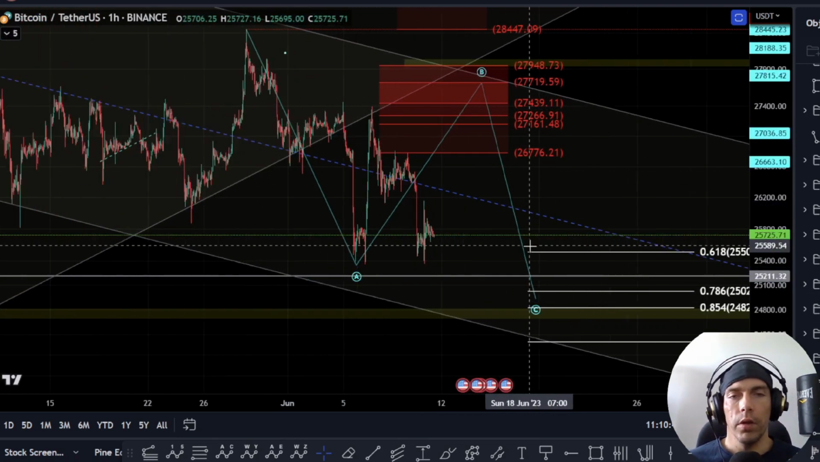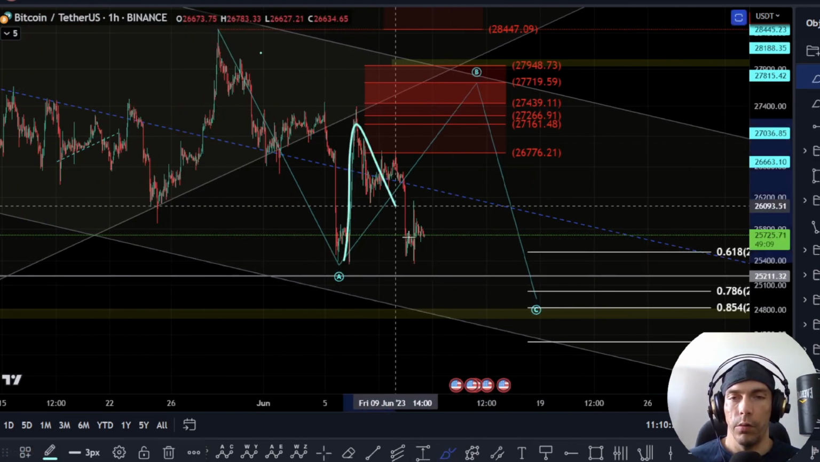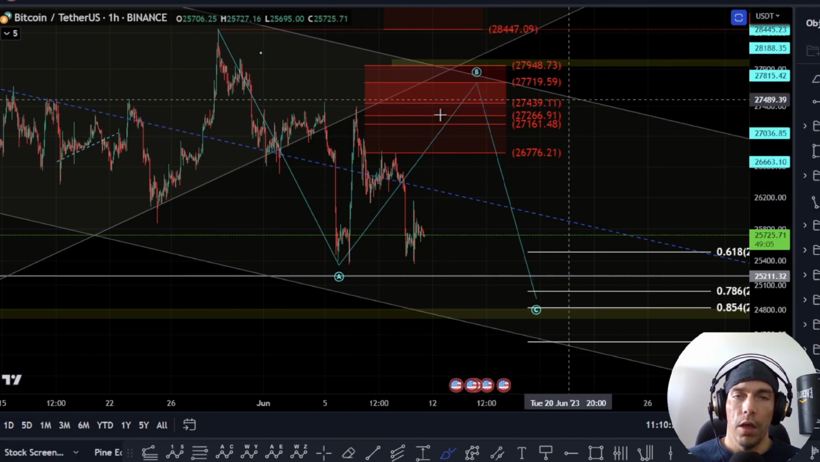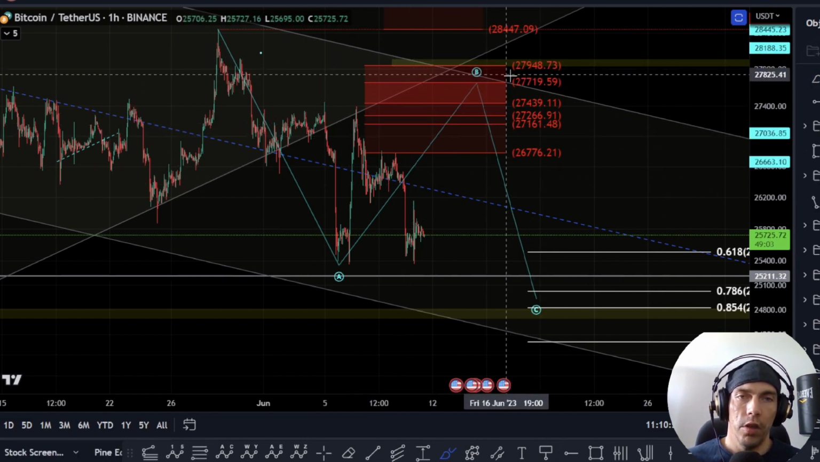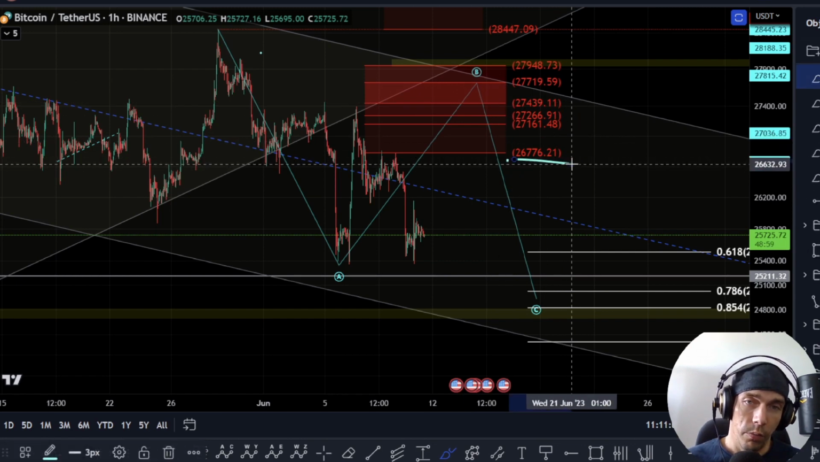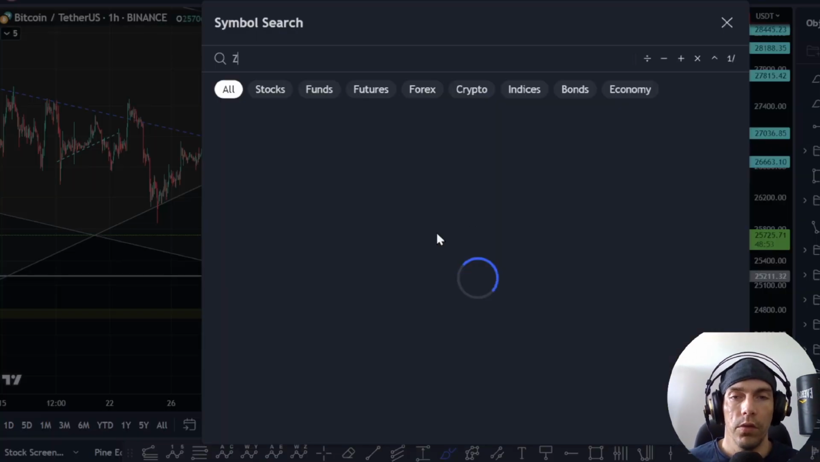Now what we would then be looking for is the potential to come up higher here. So this ties into that idea of this 3-wave move to the upside, looking to bring us back up into this channel. Now the typical zone for rejection here will be this 27,948 to this lower range here, which we've already come into, this 26,776.